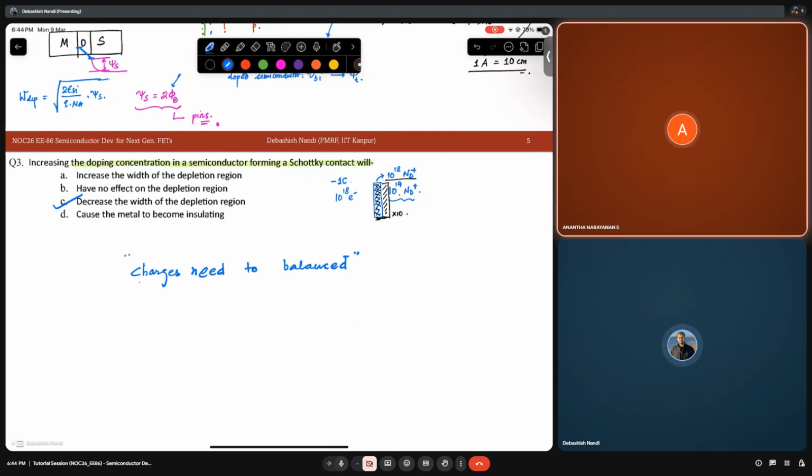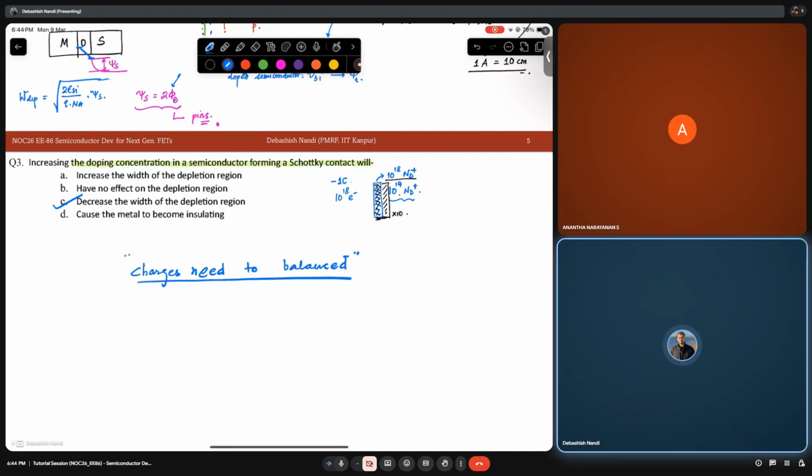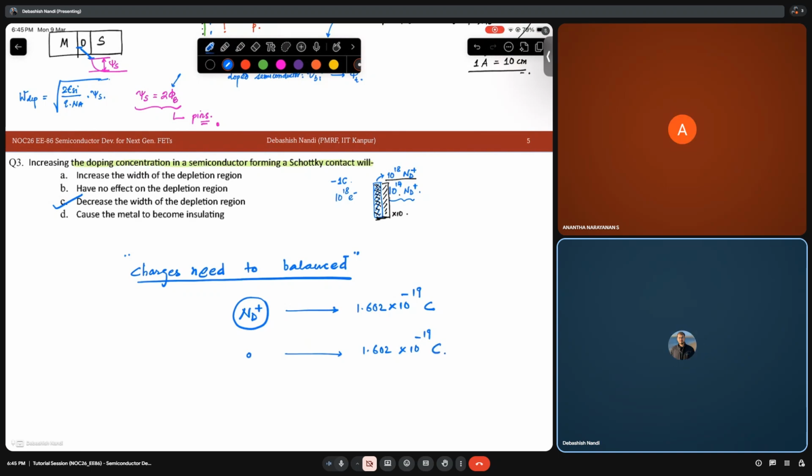It is not about the number of ions or number of atoms. Charges need to be balanced. One Nd plus ion gives 1.602 × 10^-19 coulomb. One hole also gives 1.602 × 10^-19 coulombs. So if it is holes, then I'll need a much smaller area physically. If it is Nd plus ions, I need a much larger depletion region.